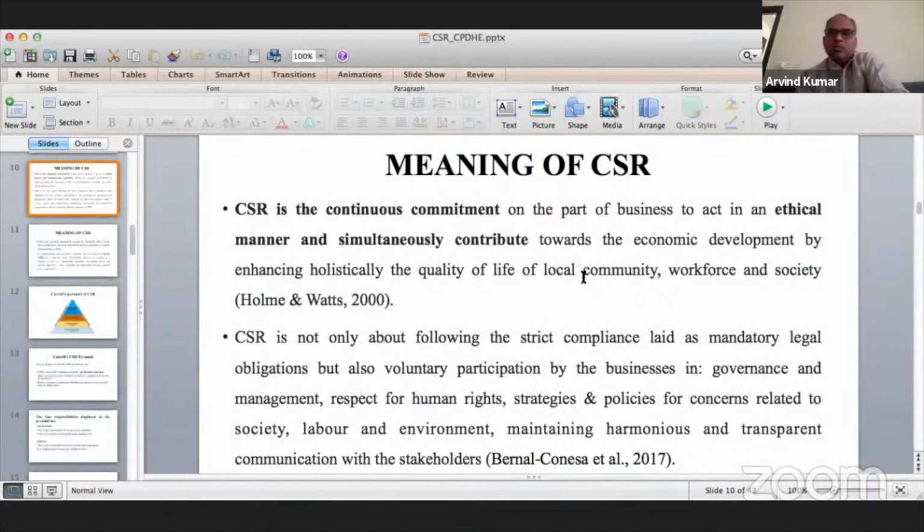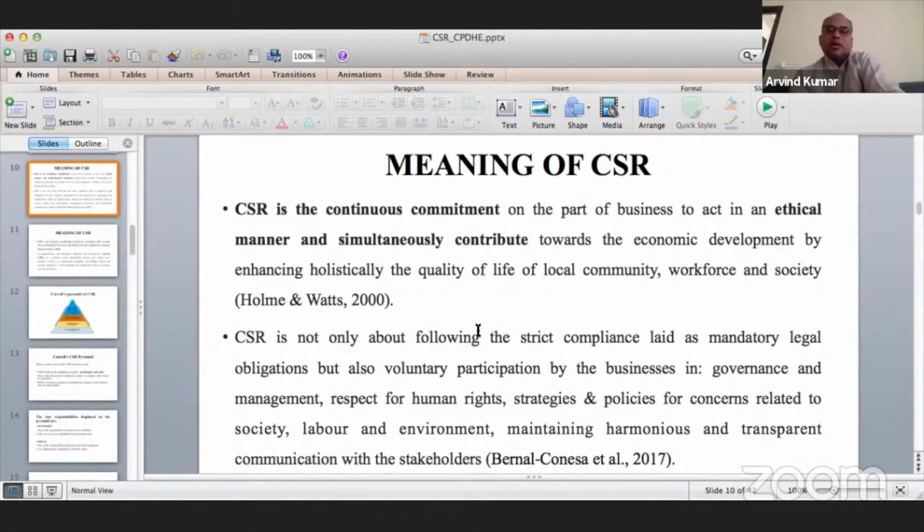I have only one difference of opinion so far as the definition is concerned. It should not be confined to the local community. I'll give you one example from Tata. TCS, one of the companies of Tata, is a truly multinational corporation. So they are not confined to the local community. They are also extending their CSR activities even where they are not operating. Otherwise, when you look at the definition of CSR, I found this definition to be one of the comprehensive ones.